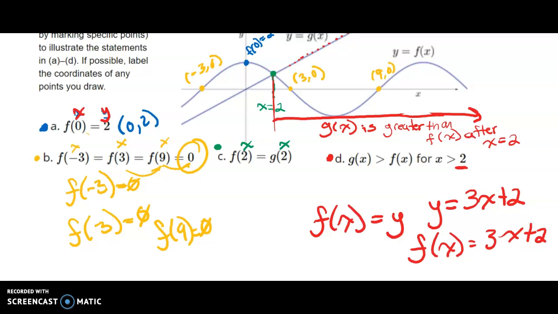So now what you're going to do is go to checkpoint 6 and do the next checkpoint.